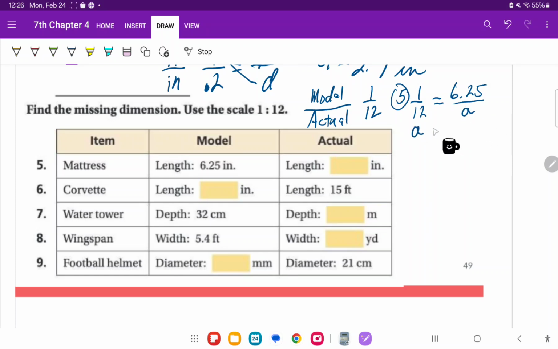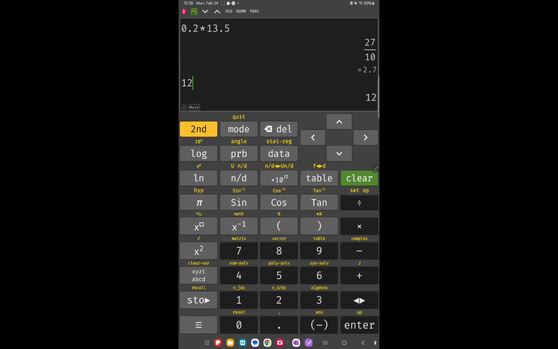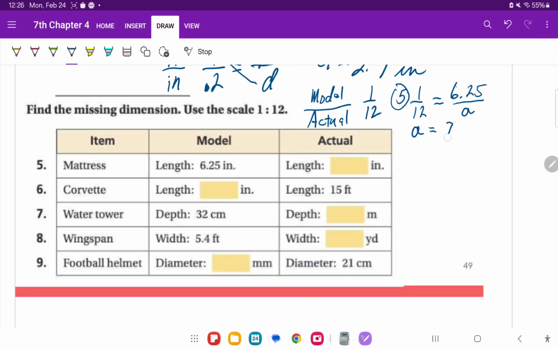So if we look at number 5, we would go 1 over 12 is equal to, and they give us the model, so that would be 6.25 over, let's say, A for actual. So A is equal to 12 times 6.25, and 12 times 6.25 is 75. So 75 inches would be the actual.